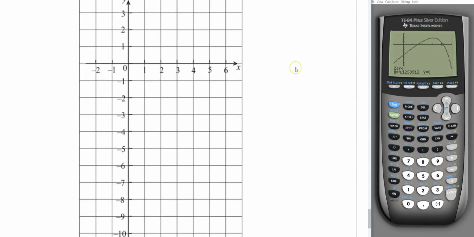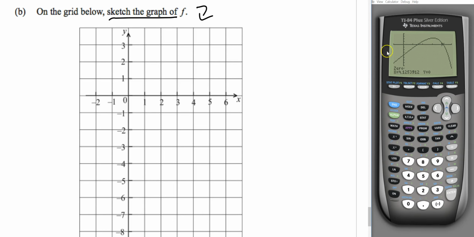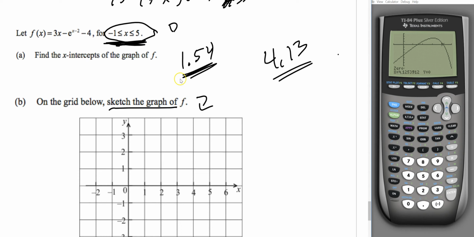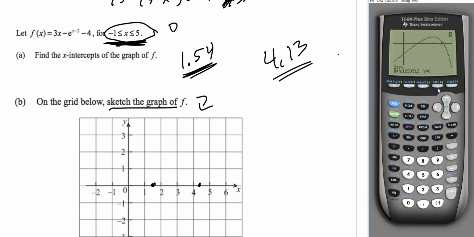Now here they want me to graph it on the sketch grid below. So I already know my x-intercepts, so let's use that. About 1.54. It doesn't have to be perfect, just around there. 4.13. I probably want to find my max so I match it a little bit. You don't have to have a perfect graph, but there are key points they mark down. They want to make sure your x-intercepts are right, and that your max is around the right spot.